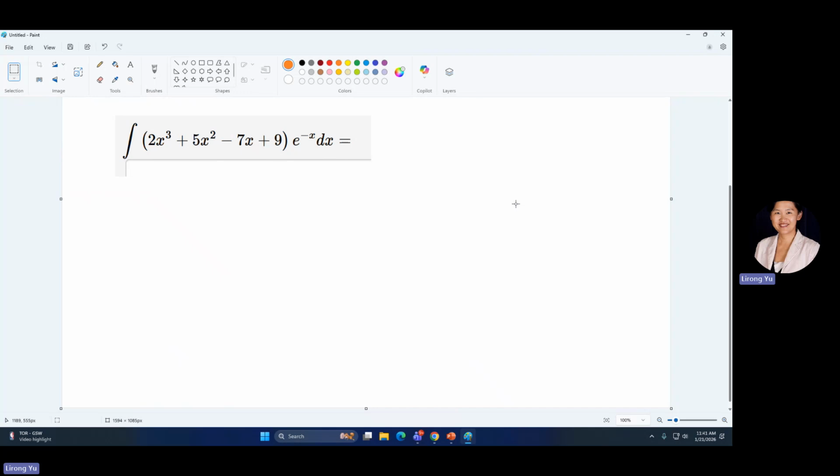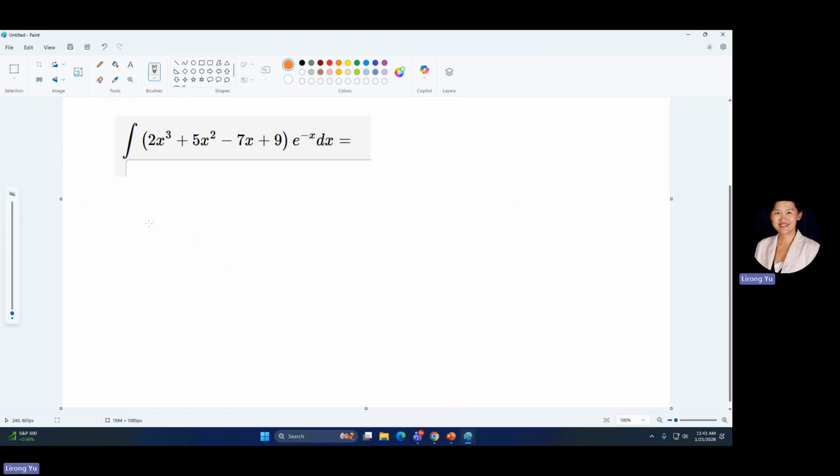This one, 9 times e to the negative x, is not difficult to integrate. The integration for the last one would just be -9 e to the negative x. That's the antiderivative. Then we have the -7x times e to the negative x, which you have to do integration by parts one time. But the 5x squared, you do at least 2 times, right? The power dictates how many times you have to apply integration by parts.